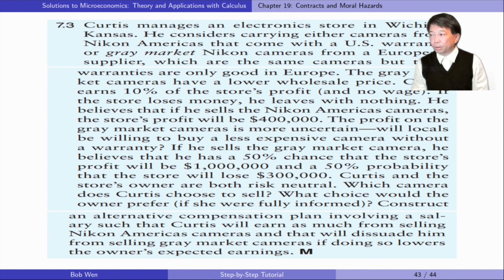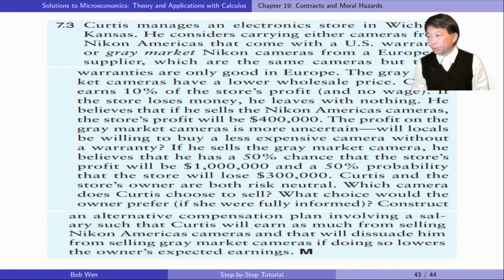He believes that if he sells the Nikon Americas cameras, the store's profit will be $400,000. If he sells the gray market camera, he believes that he has a 50% chance that the store's profit will be $1 million and a 50% probability that the store will lose $300,000. The manager and the store's owner are both risk neutral.